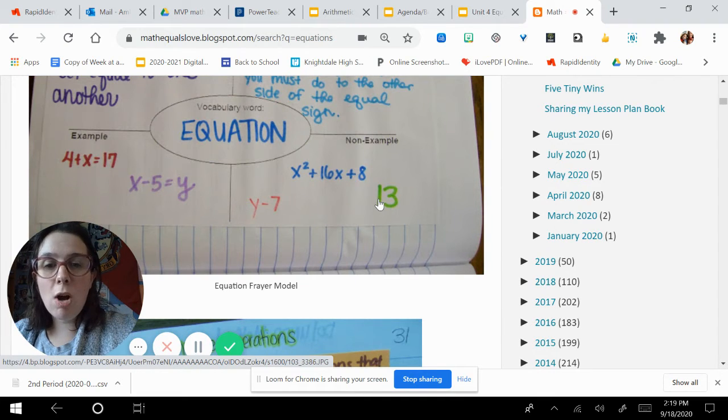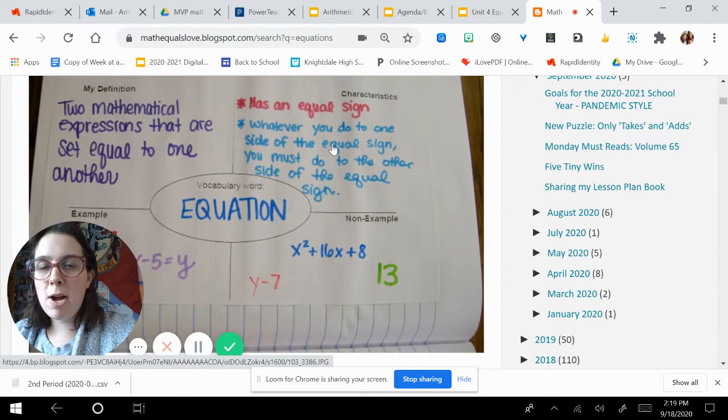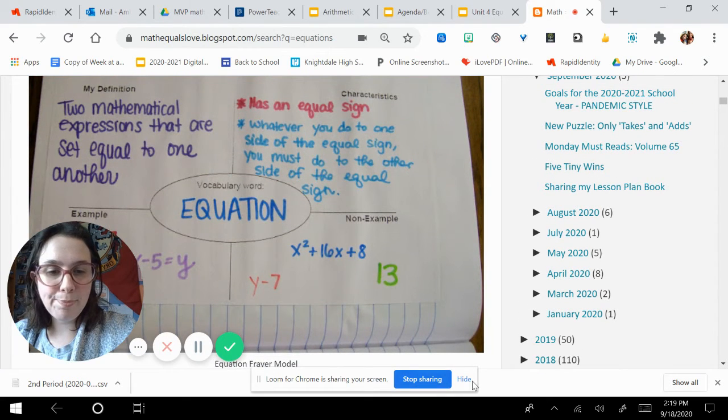Non-examples are these. These are all what we call expressions because they don't have an equal sign. Even just a whole number by itself is still an expression. It's just a constant. Okay, so this is what you would fill out on your Frayer model for equations.